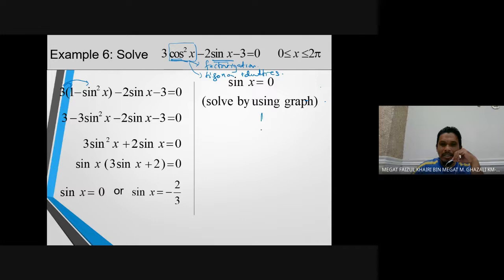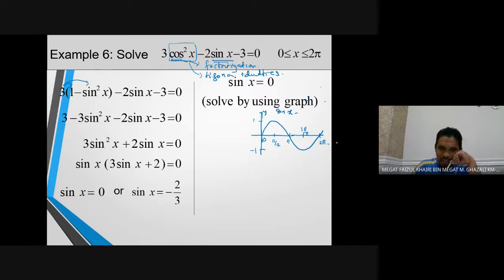Okay, this is the graph of sine, starting from here. This is the graph of sine x, where the maximum is 1 and the minimum is -1, starting from 0, pi over 2, pi, 3 pi over 2, and 2 pi.